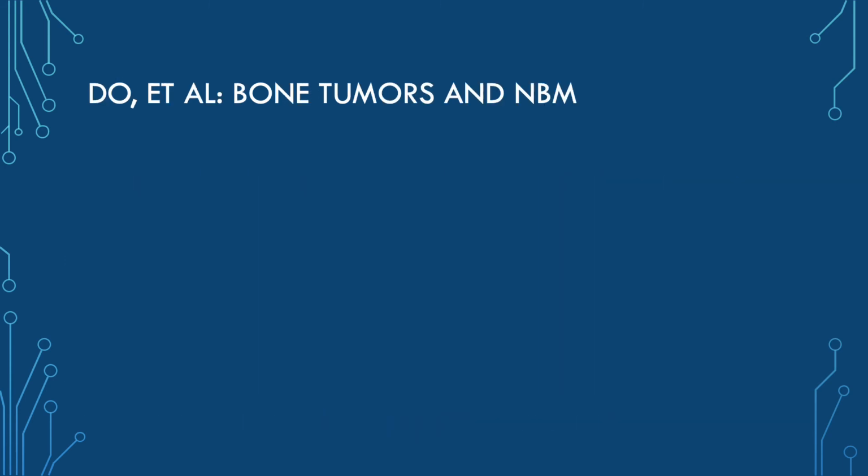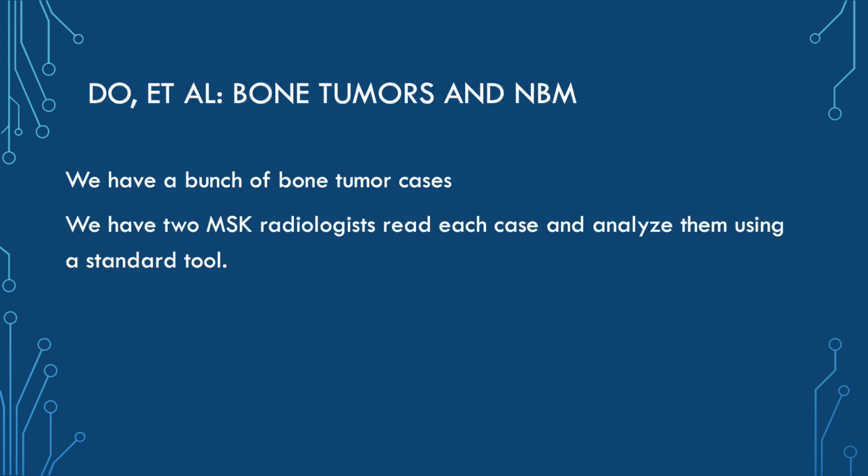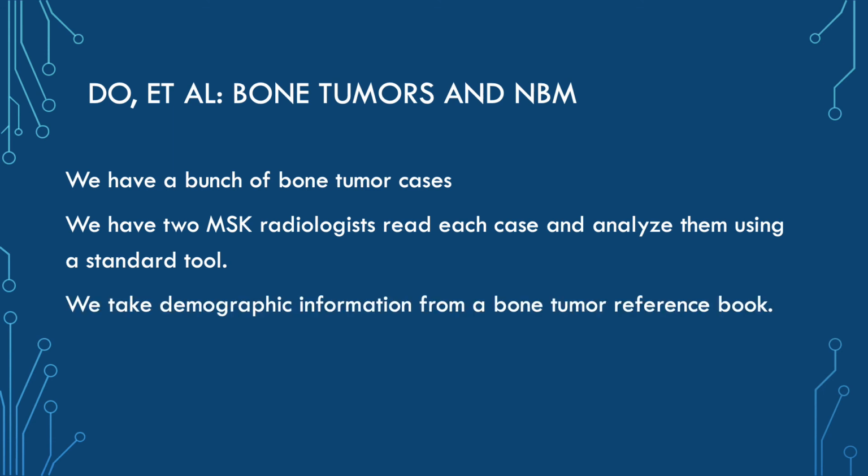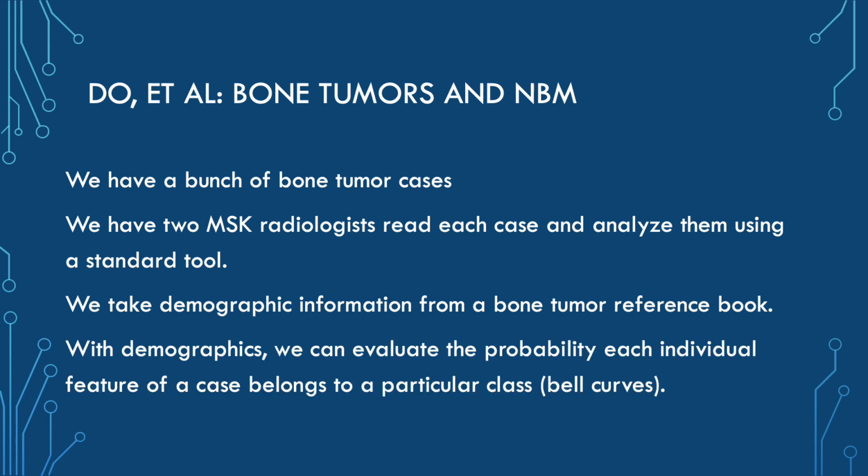Zhou et al., bone tumors and the naive Bayes model. So we start with a bunch of bone tumor cases, and we have two musculoskeletal trained radiologists read each case and analyze them using a standardized tool. What we're going to do then is take demographic information from a bone tumor reference book. We've got bell curves, etc. from this information book, and what we can do then is use this information to evaluate the probability each individual feature of a case belongs to a particular class.